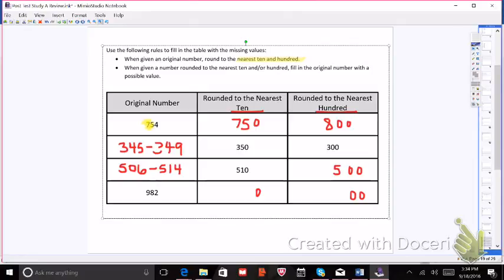And then this one of 982, rounded to the nearest 10. If I have 98 tens, it's closer to 98 than to 99, so 980. Rounded to the nearest 100 would be 1,000.